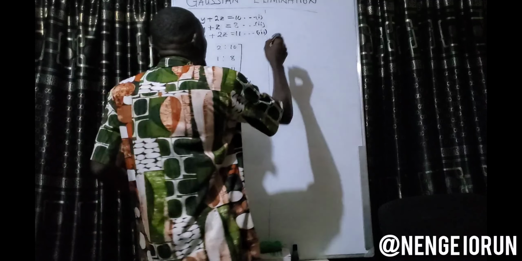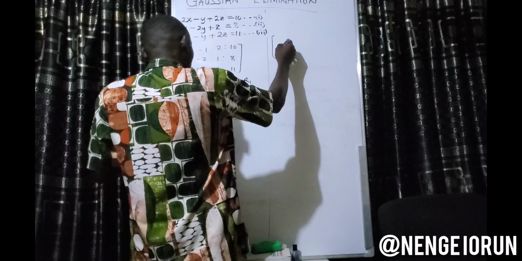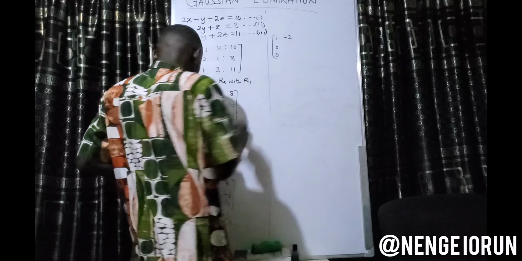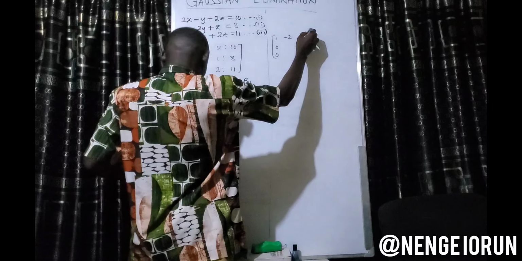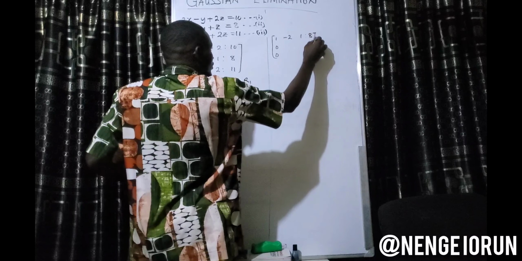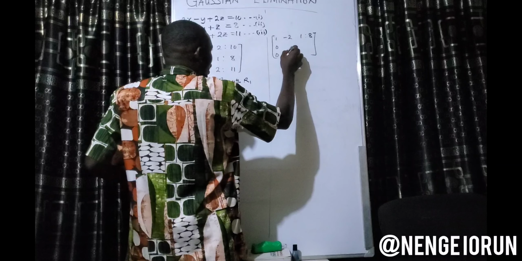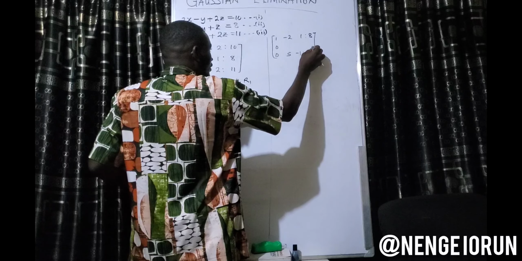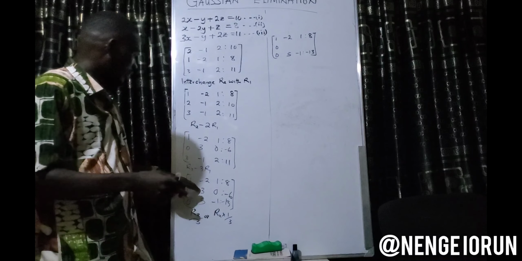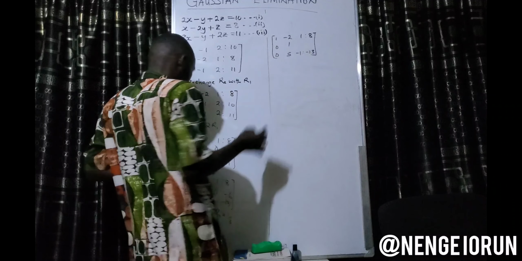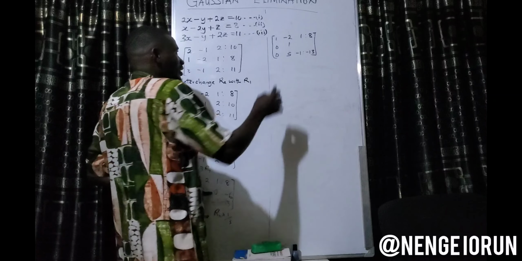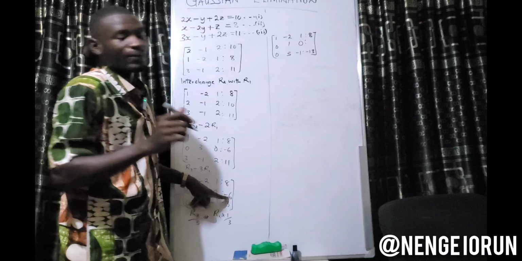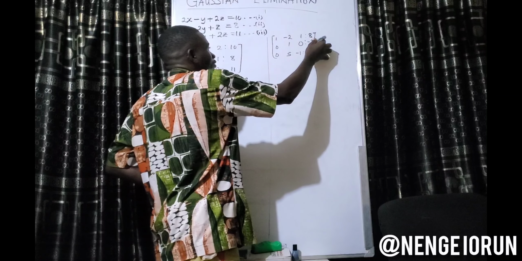So now we have 1, 0, 0, negative 2. Here we have 1 dot dot 8. Then here we have 5. Here we have negative 1 dot dot negative 13. So if you divide 3 by 3, you have 1. If you divide 0 by 3, you still have 0. If you divide negative 6 by 3, you have negative 2.